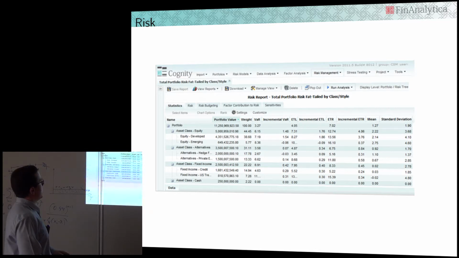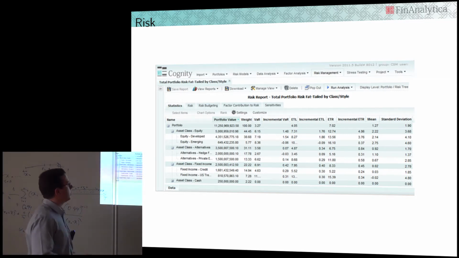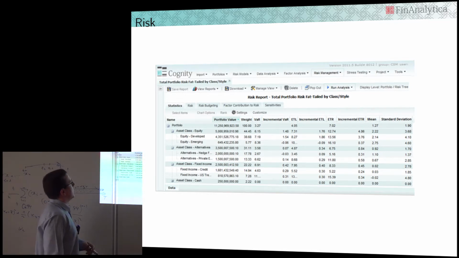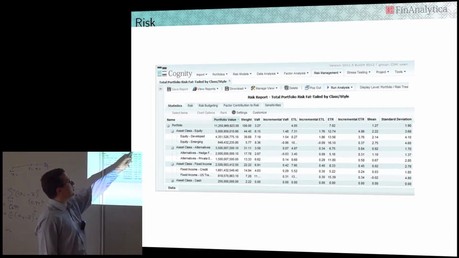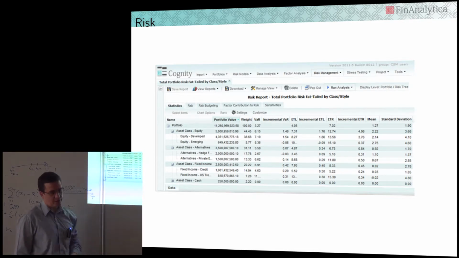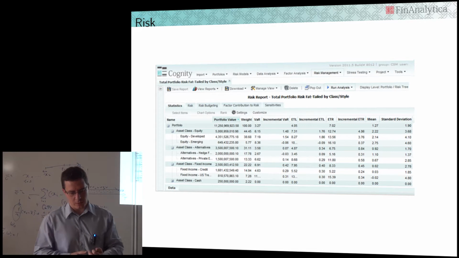What else? We'll discuss this a bit later on when we come to the other document. But yeah, these are the statistics. We have some other things here in risk budgeting, factor contribution to risk, and sensitivities. But these are all different kinds of statistics and graphs that we can show on the portfolio.